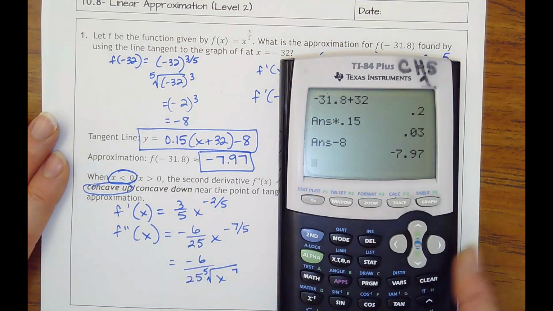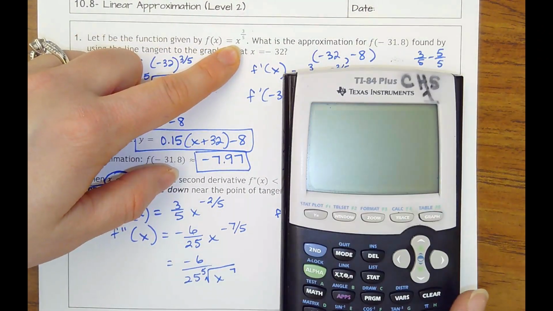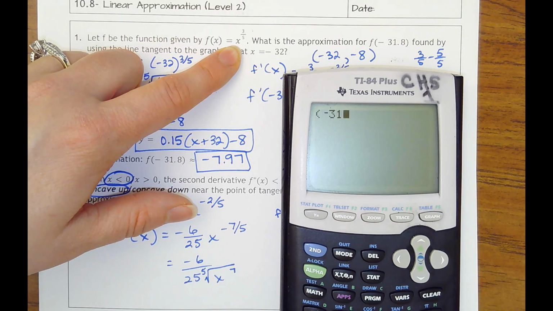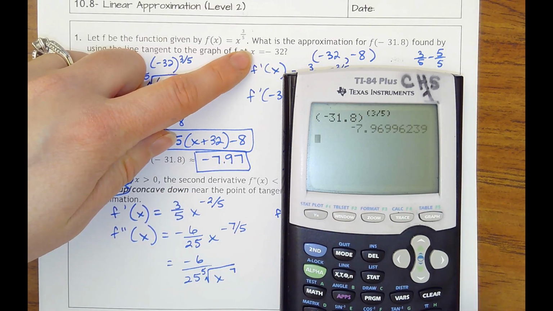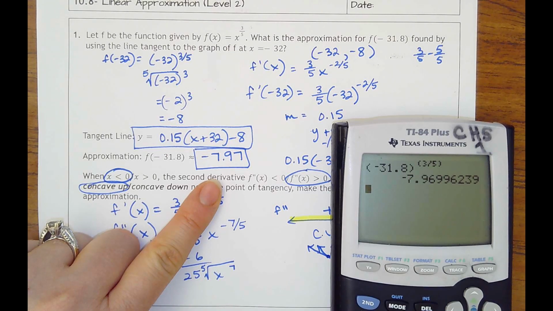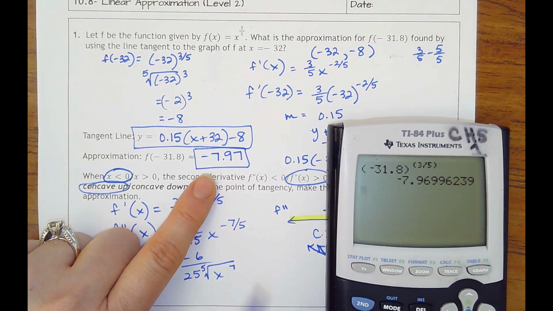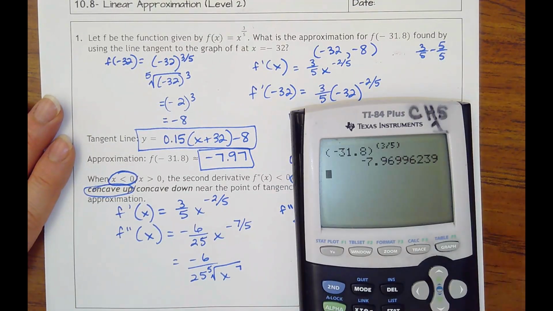I could even, let's do it real quick. So if I were to plug in negative 31.8 to the 3/5 power, see it's negative 7.9699, not much, but this is a little less than that. So that's why it was an under, or what did we say? Oh yeah, under approximation.